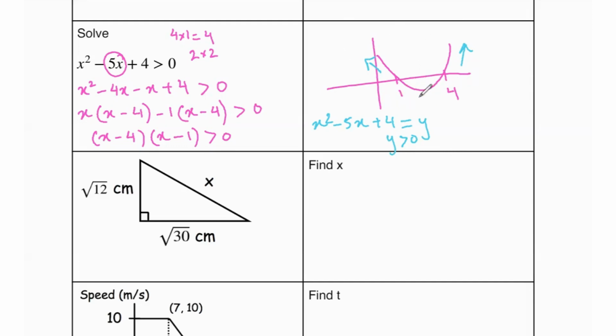That's why we focus on the area above the x-axis. Now for above the x-axis, we need to observe the behavior at the x-intercepts over here. At x equals 1, the values of x are decreasing because they're going towards the left-hand side. So x is less than 1 over here. And at x equals 4, the values of x are increasing because they're going towards the right-hand side. So x is greater than 4. So this is your solution to this quadratic inequality.